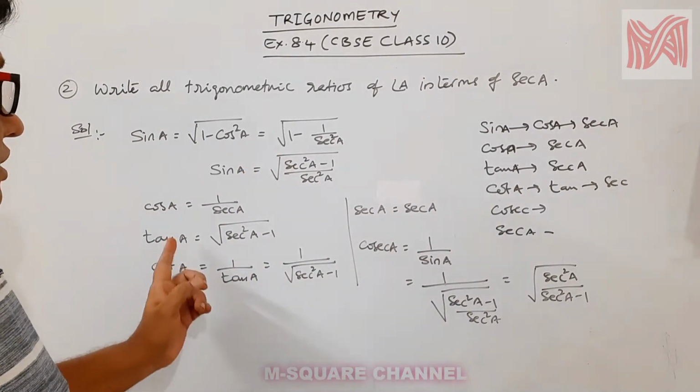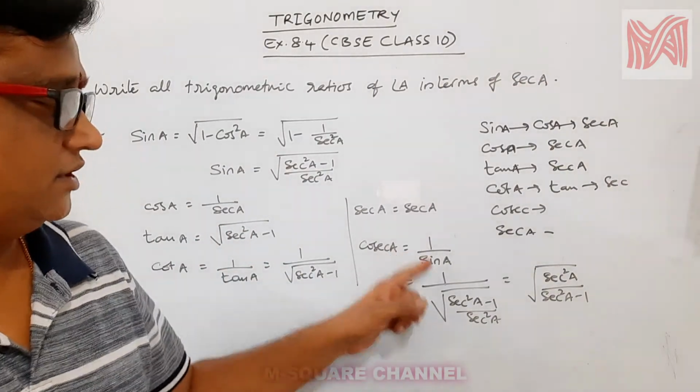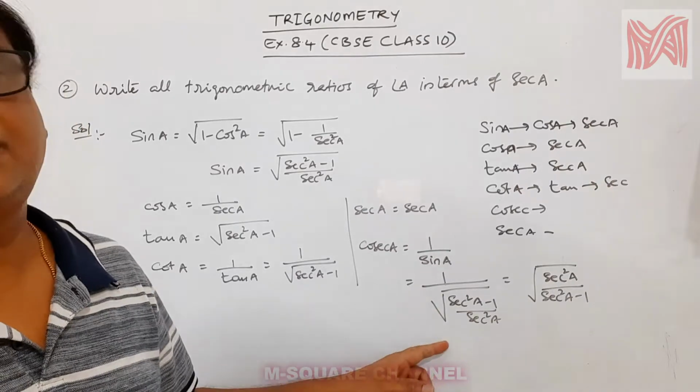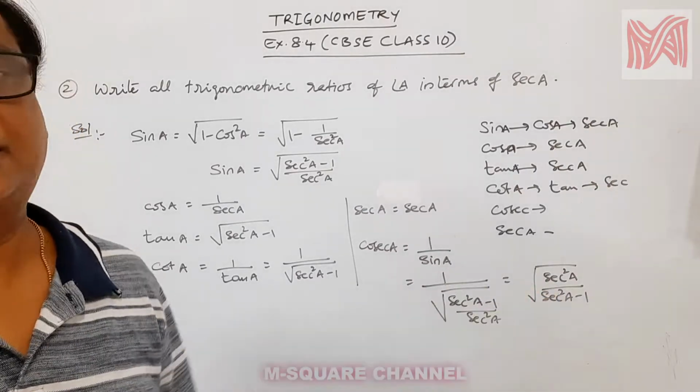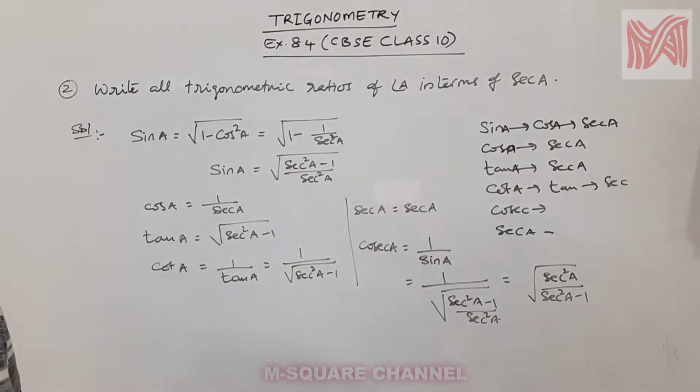Otherwise, cot to tan, tan to secant. That is also one method. So best method is this one. 1 by sin A ka result, and you write it. That's all. Very simple. So this is the procedure what we are going to follow.